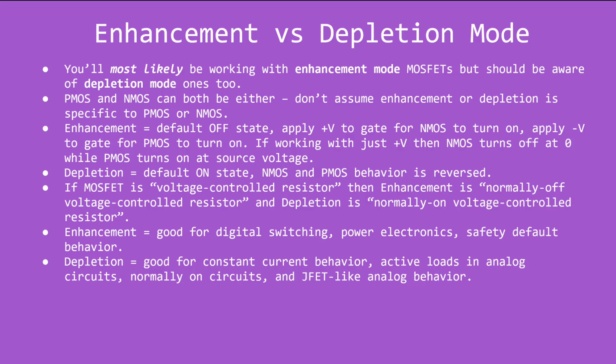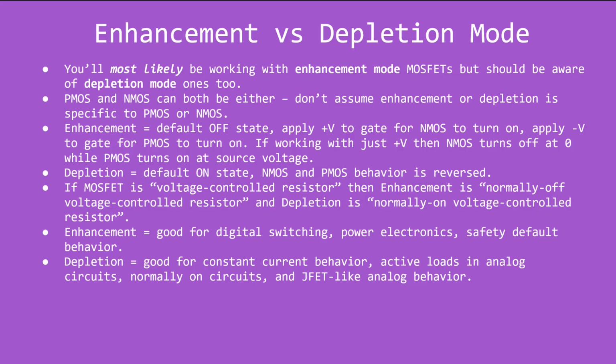Enhancement, the default state is off. You apply positive voltage to turn an N channel on. You apply negative voltage to turn P channel on. Now, if you're just working with positive voltage, then N channel turns off at 0, while P channel turns on at the source voltage. Keep in mind, I'm really simplifying that.